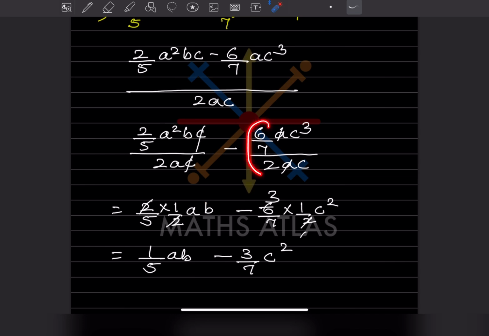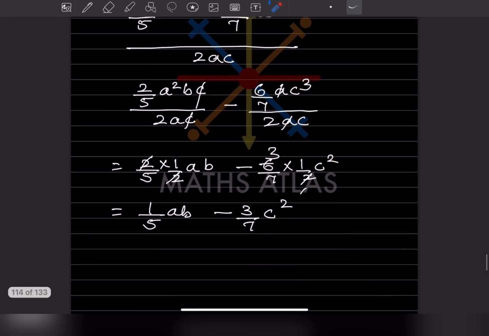Here again, first we'll look at the coefficient. This is in the numerator and this will be 2 by 1. So we are going to flip it, so that is going to be 1 by 2. So 6 by 7 into 1 by 2. A and A get cancelled. From here 1c gets cancelled, so what remains is just 2, so c raised to 2.